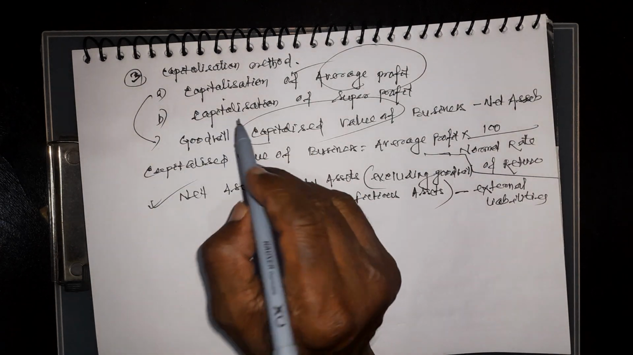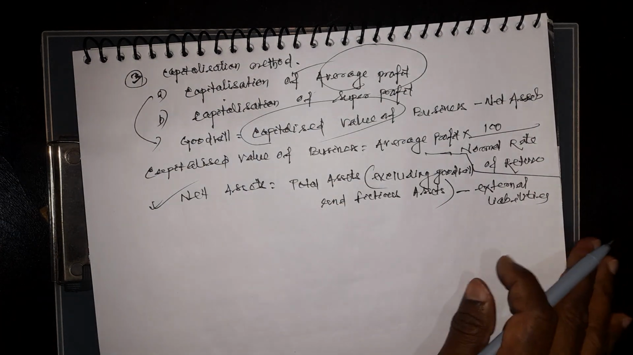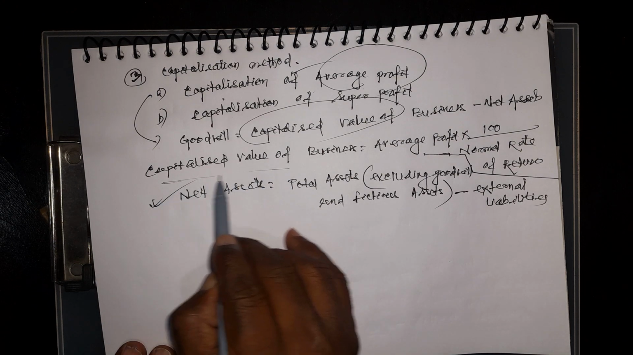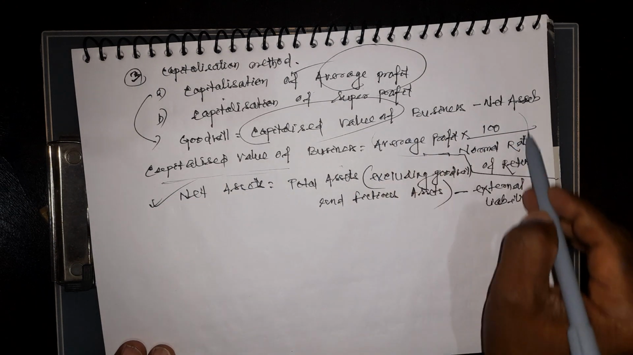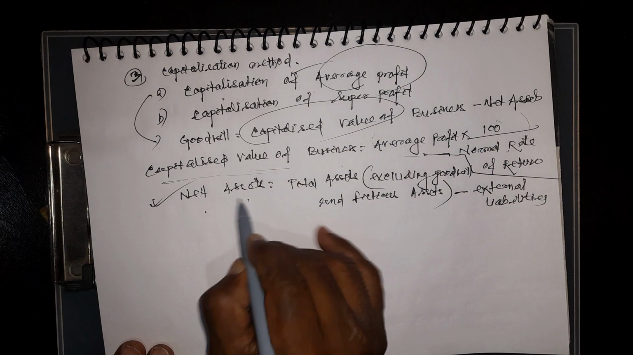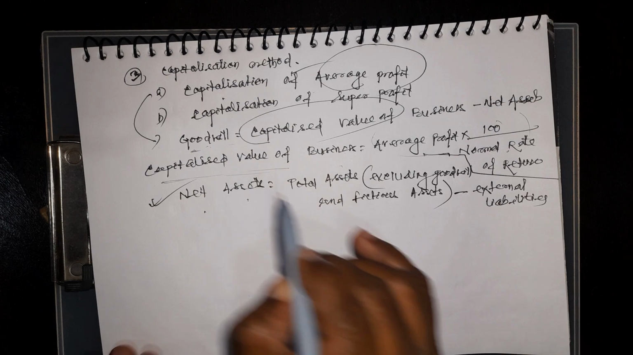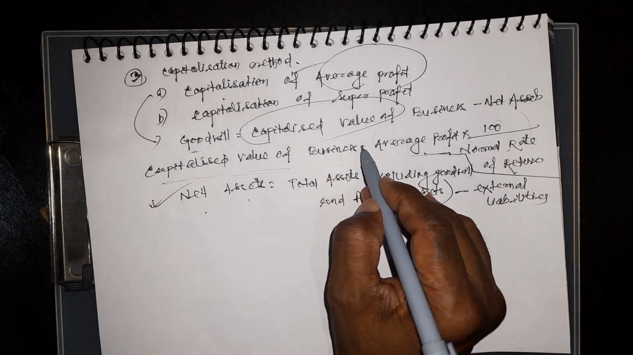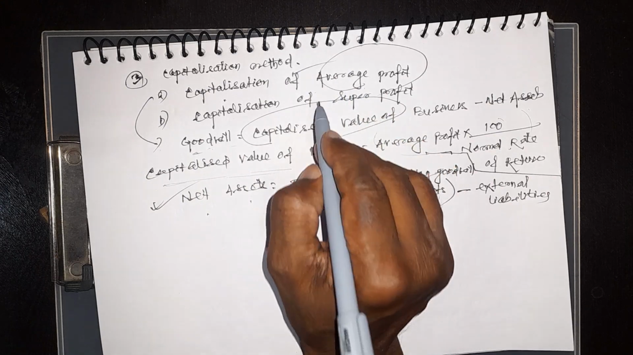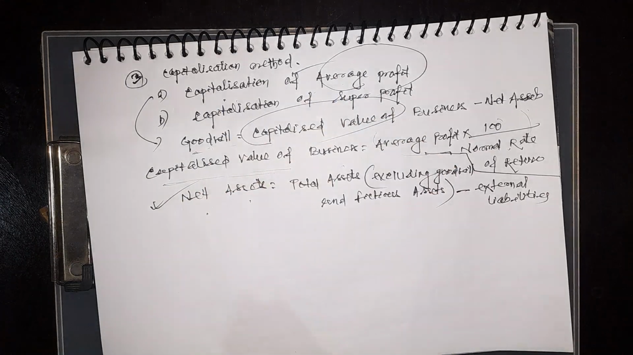So under capitalization of average profit, first you will calculate the capitalized value of the business: average profit into 100 by normal rate of return. Then you will deduct net assets, that means you will take the difference. So goodwill equals capitalized value of business minus net assets. So you will get the valuation of goodwill under the capitalization of average profit.